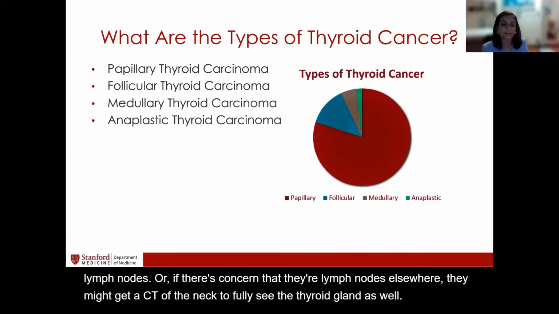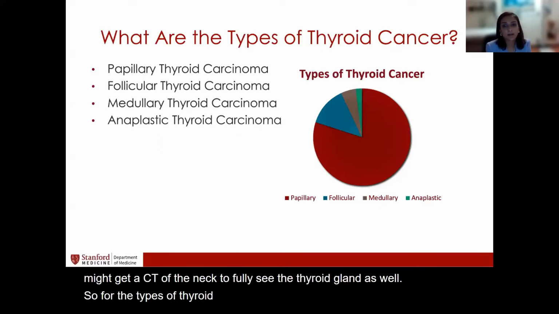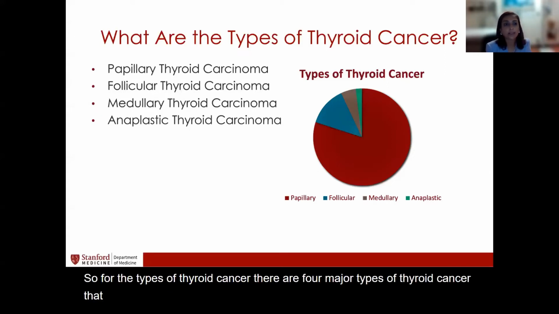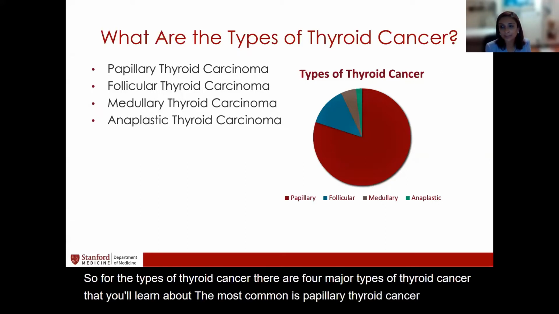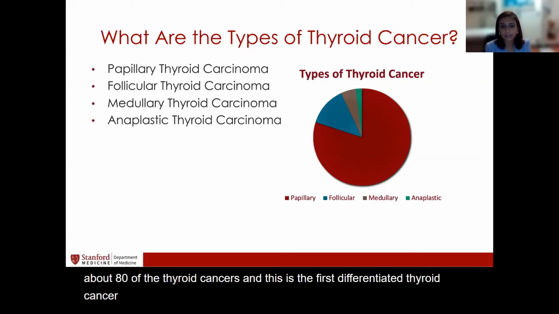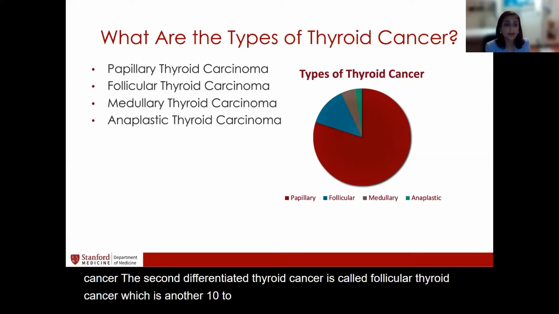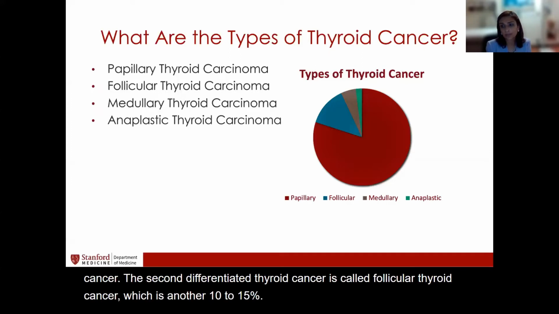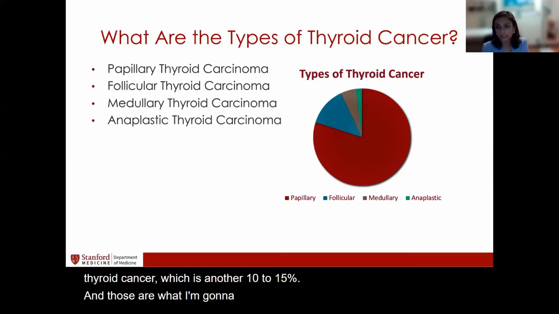So for the types of thyroid cancer, there are 4 major types that you'll learn about. The most common is papillary thyroid cancer, which is about 80% of thyroid cancers. This is the first differentiated thyroid cancer. The second differentiated thyroid cancer is called follicular thyroid cancer, which is another 10 to 15%. Those are what I'm going to be focusing the talk on today.